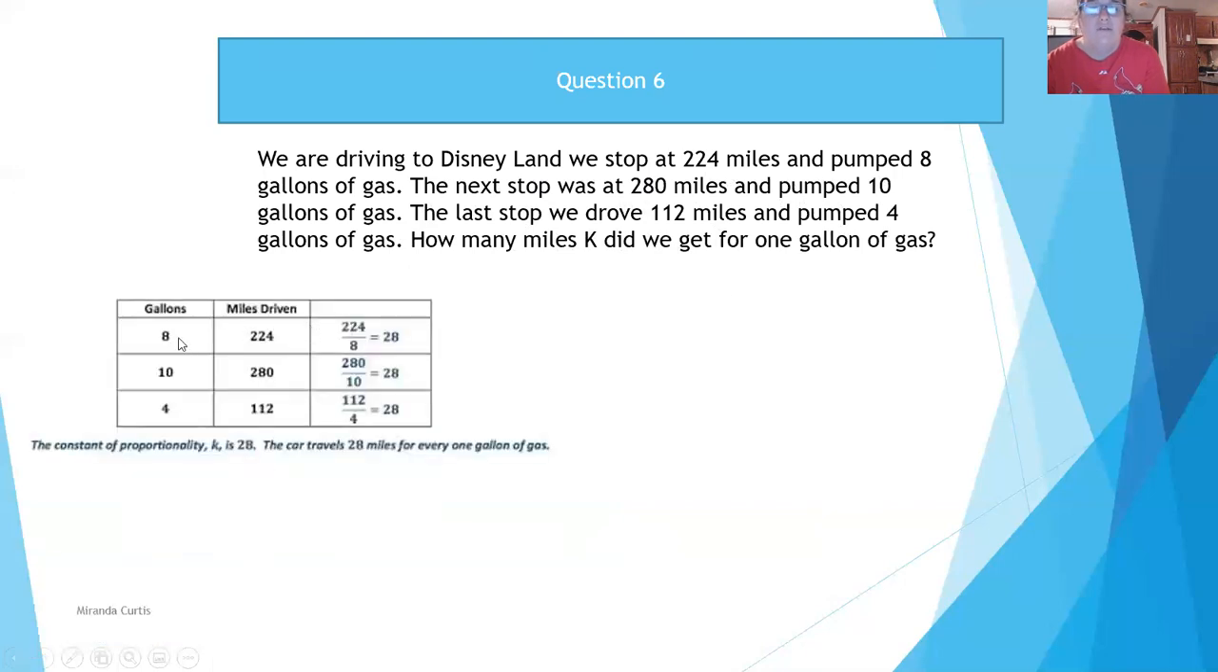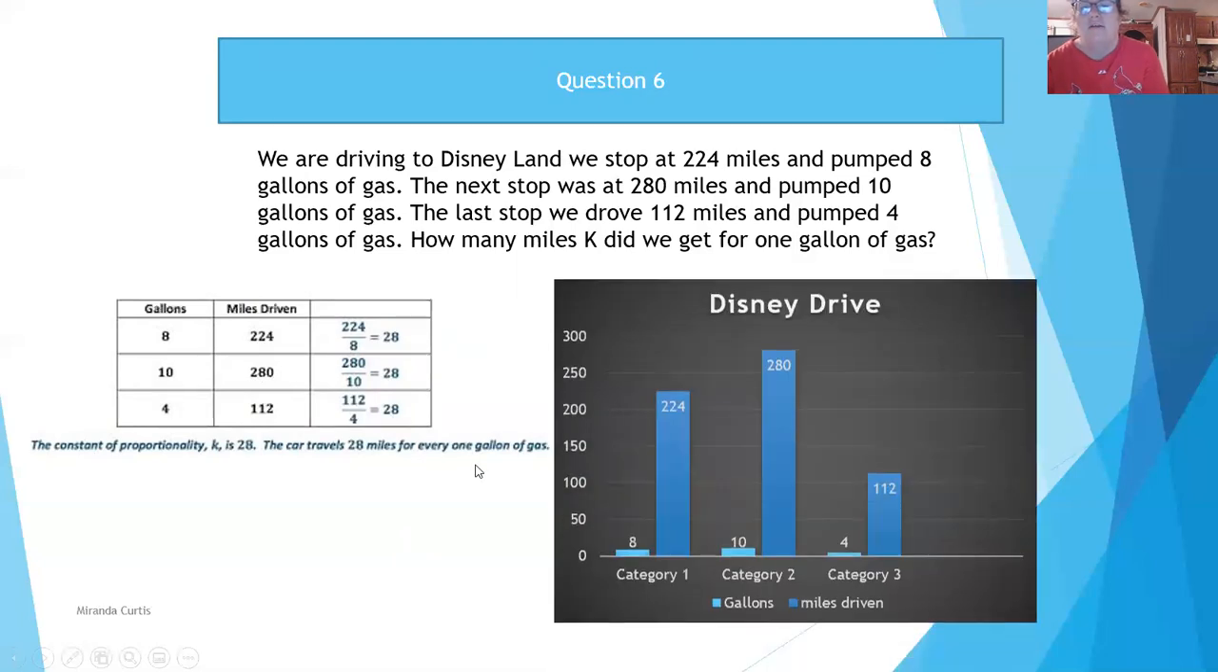So we've done the math over here. Here's 8 and 224. You put 224 over 8. That gives you 28. Again, you do the same thing. You do 280 over 10. Again, it gives you 28. Then you get 4 and 112. Put 112 over 4 and it gives you 28. So the constant of proportionality K is 28. The car traveled 28 miles for every 1 gallon of gas.